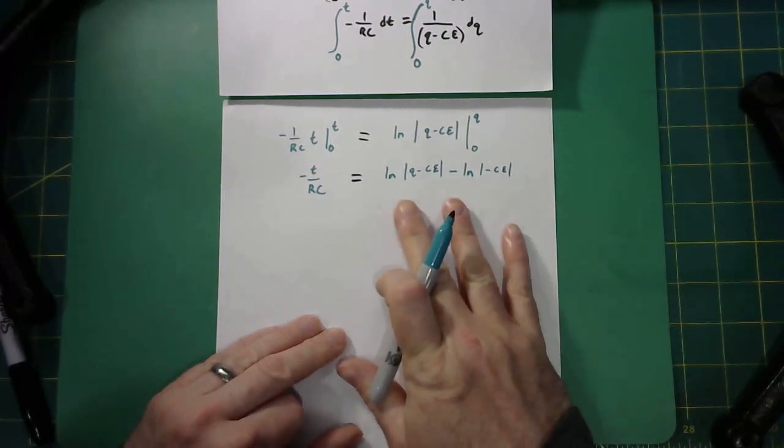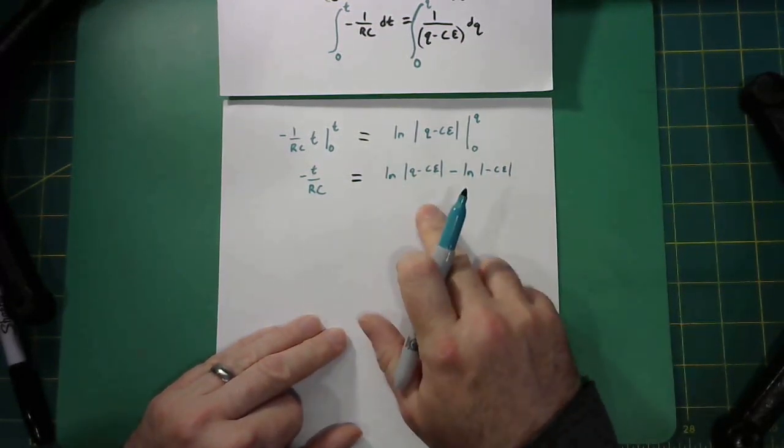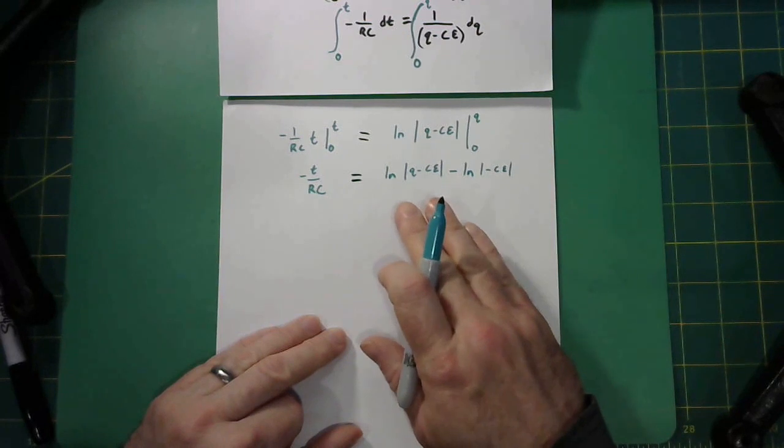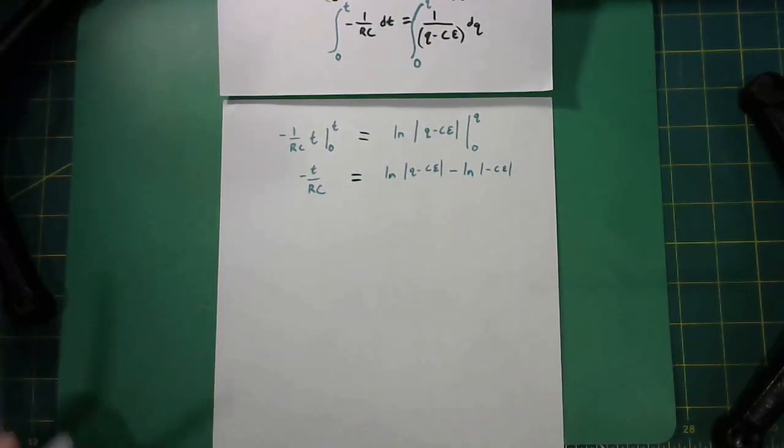now, there's a cool property of logarithms that when you subtract logarithms, you can turn that into a division, right? And so we're going to use this property of logarithms.